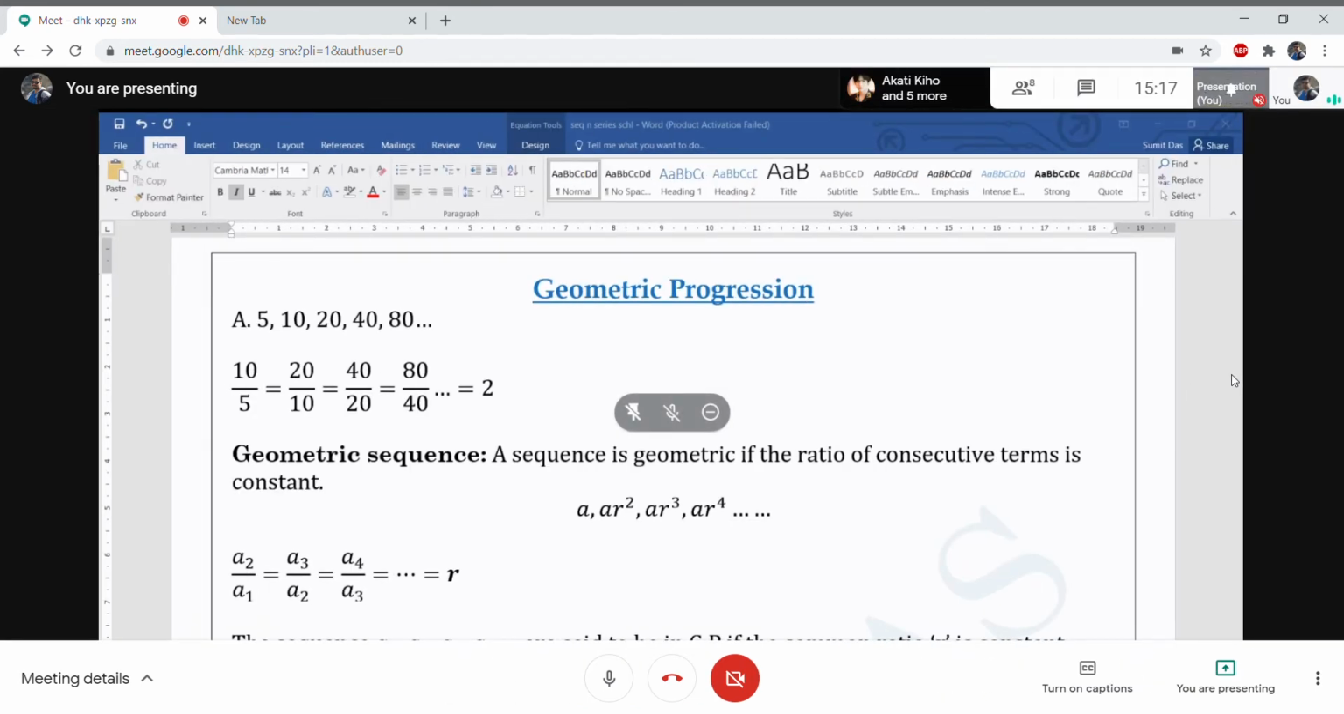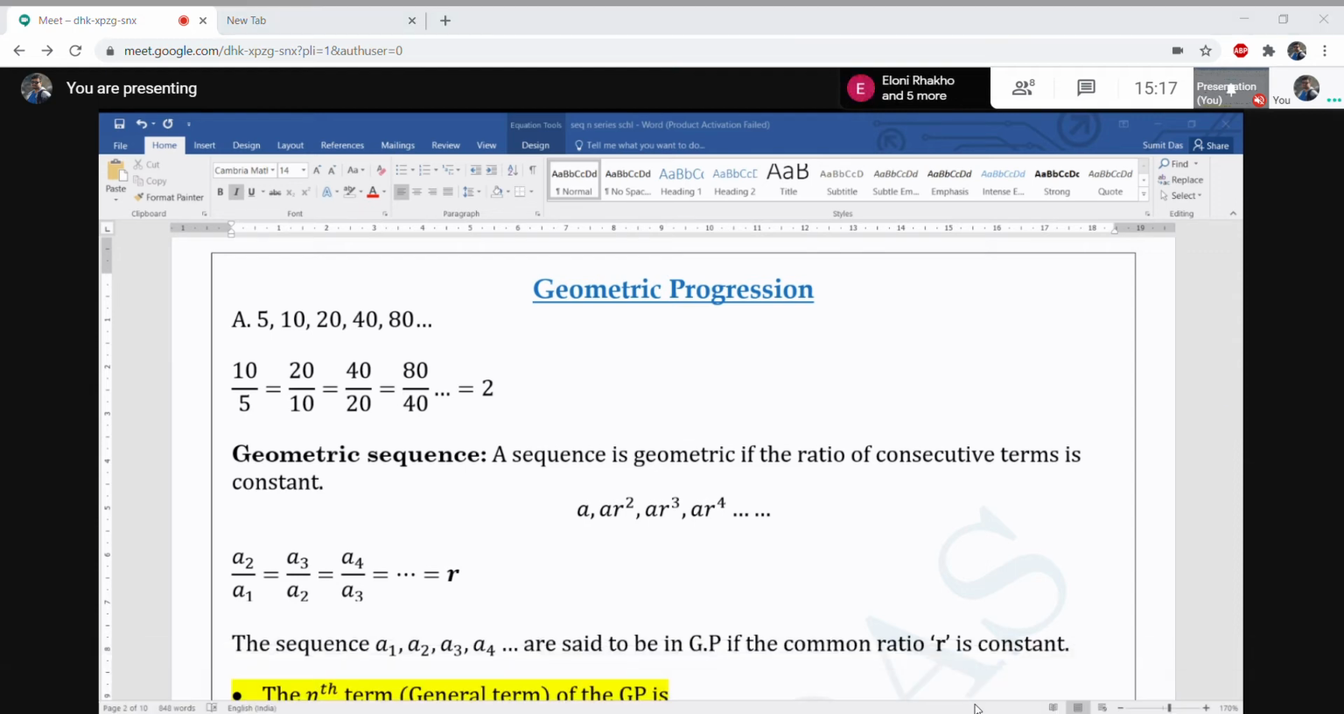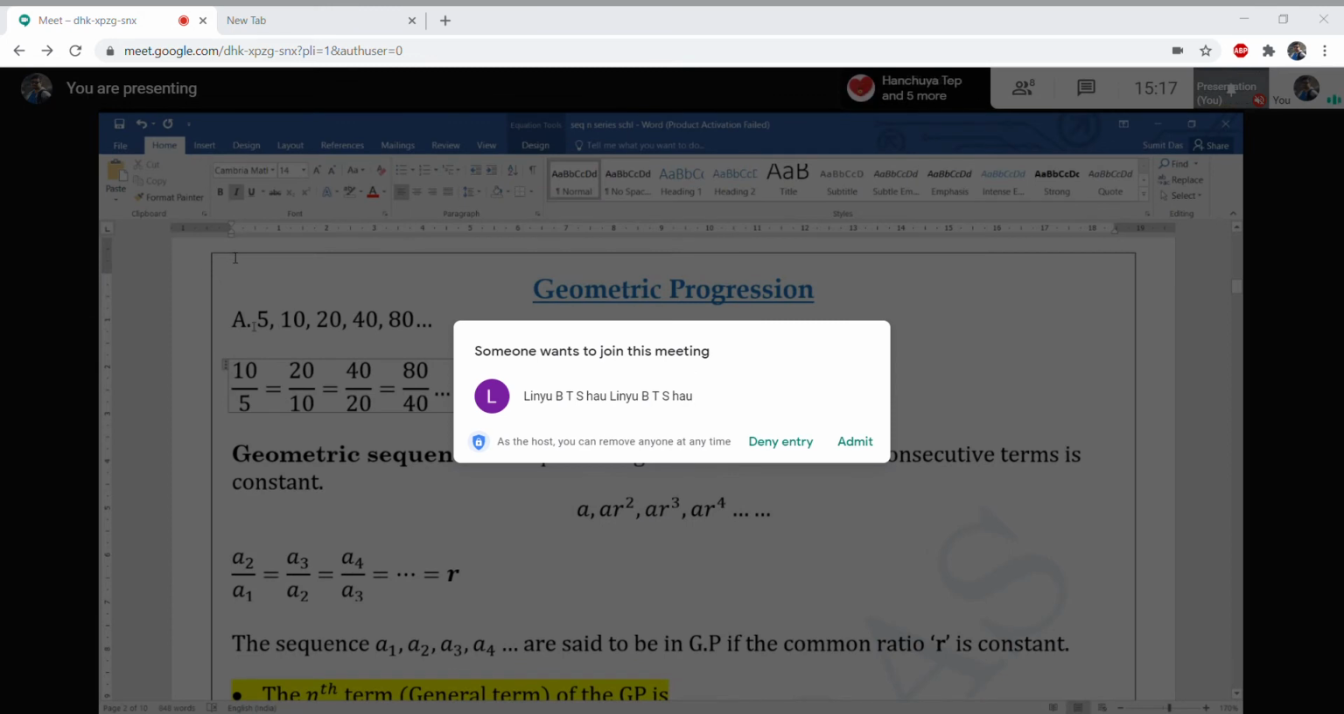Okay, still no response, but from my side I'm saying, yes, they are following a sequence. Why? Because look, every term is double, right? 5 into 2 is 10. Then 10 into 2 is 20. 20 into 2 is 40. 40 into 2 is 80. That means the ratio of consecutive terms is the same. Look, 10 by 5, 20 by 10, 40 by 20, 80 by 40. If you do like this, you will always get 2. So 5, 10, 20, 40, 80, they are following a GP.